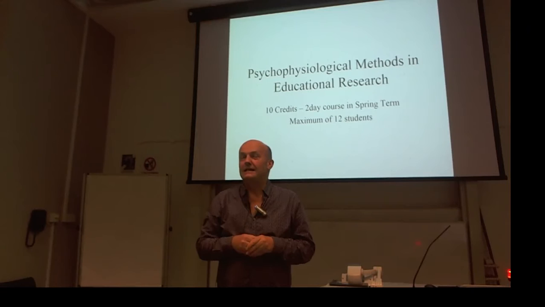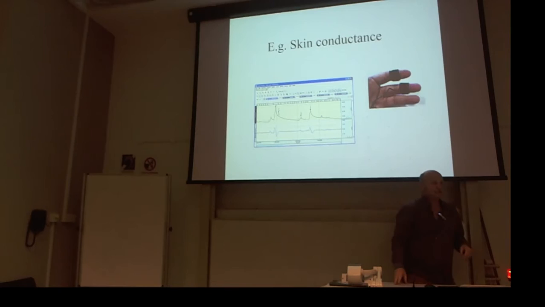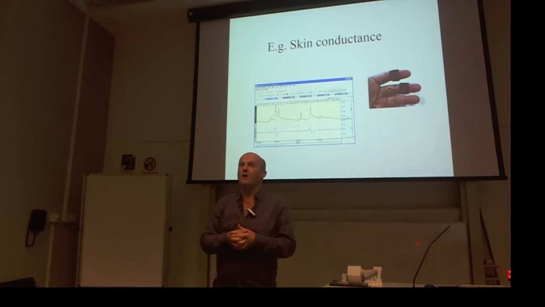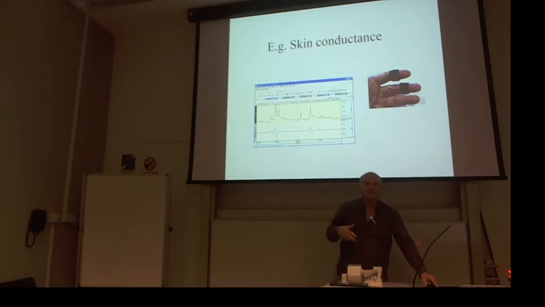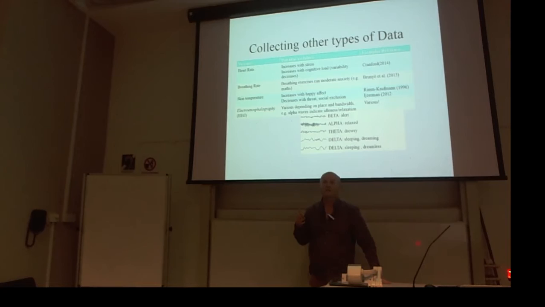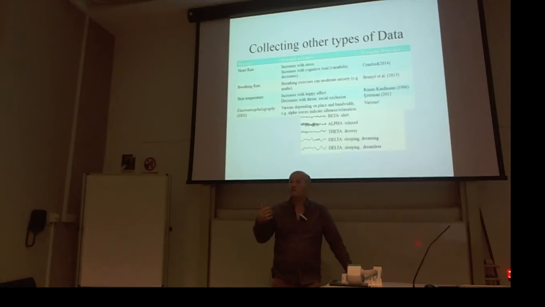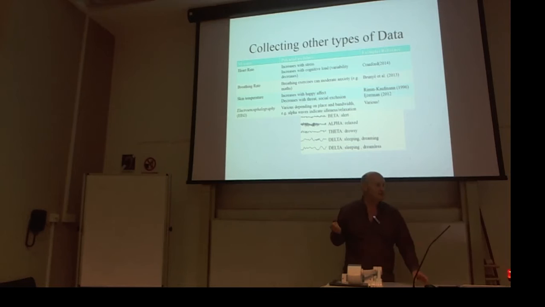Essentially, this unit teaches you how to collect physiological measures of cognition, such as skin conductance, better known as a polygraph. I think that's what they call it in the United States anyway. Telling us about your anxiety levels. But there are other types of data that you'll learn to use, such as heart rate, breathing rate, skin temperature, which is a good measure of surprise, for example, and some simple electroencephalography as well. It's a lot of fun.